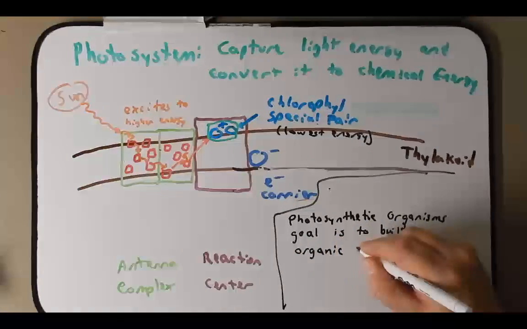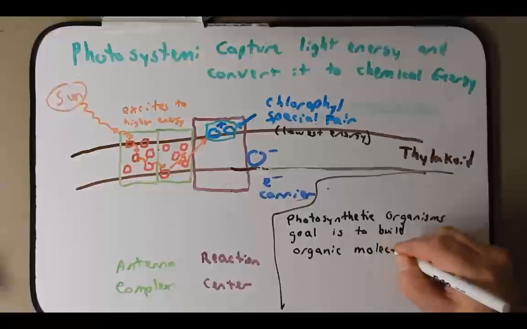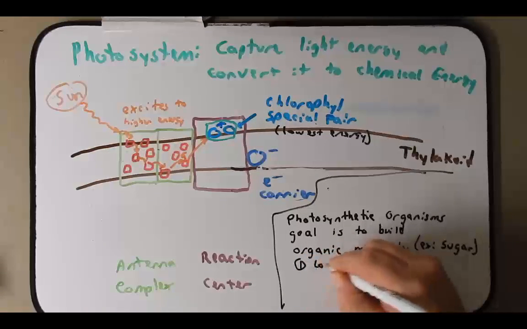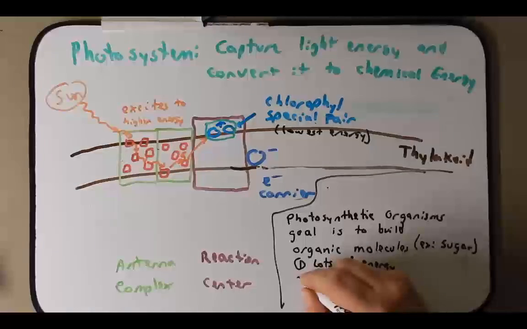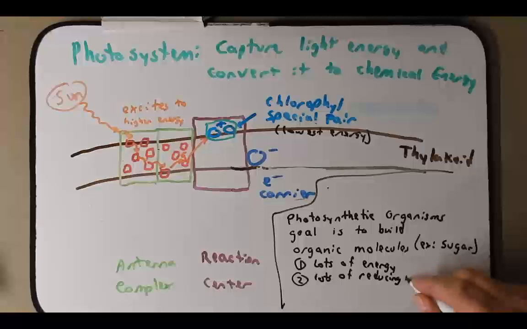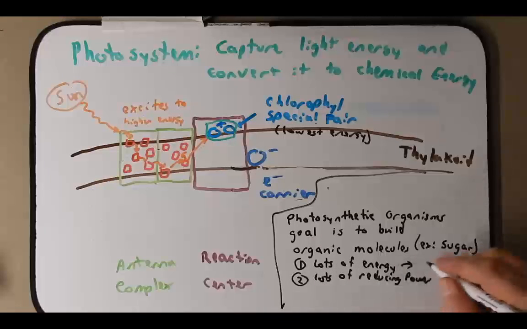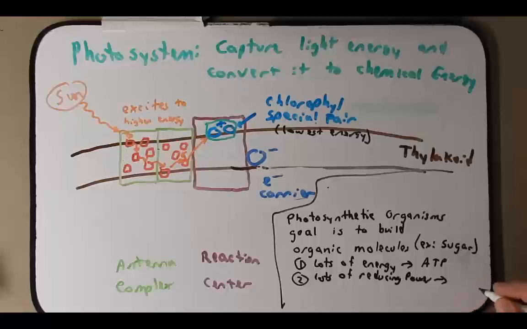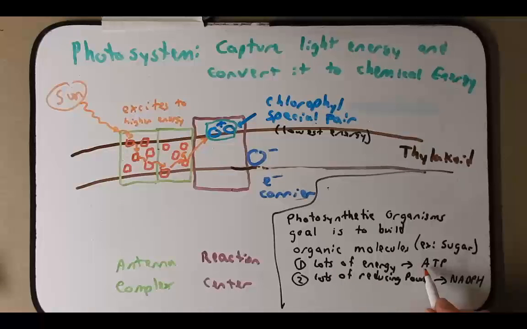To accomplish this, the plants are going to need lots of energy, and they're going to need lots of reducing power. They get this energy in the form of ATP that they're going to have to generate, and the reducing power they get in the form of NADPH. In order to make both ATP and NADPH, they're going to require two photosystems.